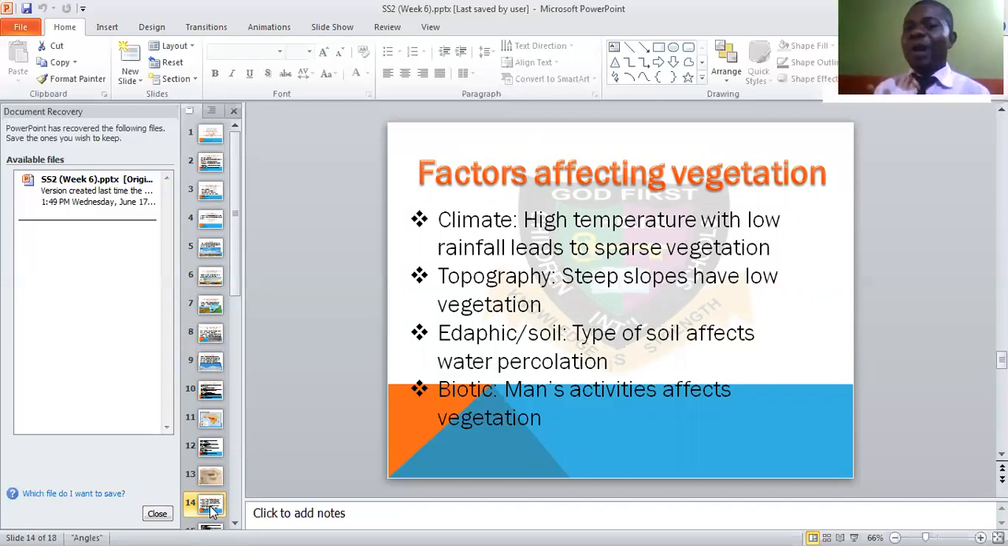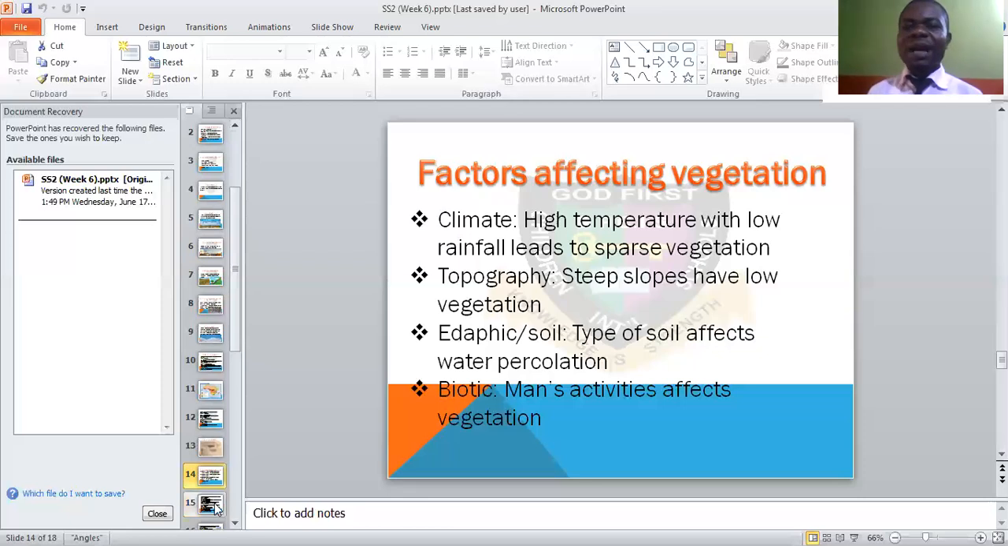Then edaphic, or soil. The type of soil affects water percolation. There are some soils that retain water. Some just drain it. Some do not absorb or retain water. Then biotic too, meaning human activity. Man can cut grasses, deforest, till the land, or pour chemicals. Whatever you do there can affect the vegetation of that area. If you are a lumberer, you will not allow the forest to remain; you begin to cut trees. We'll discuss lumbering in our subsequent classes by the grace of God.